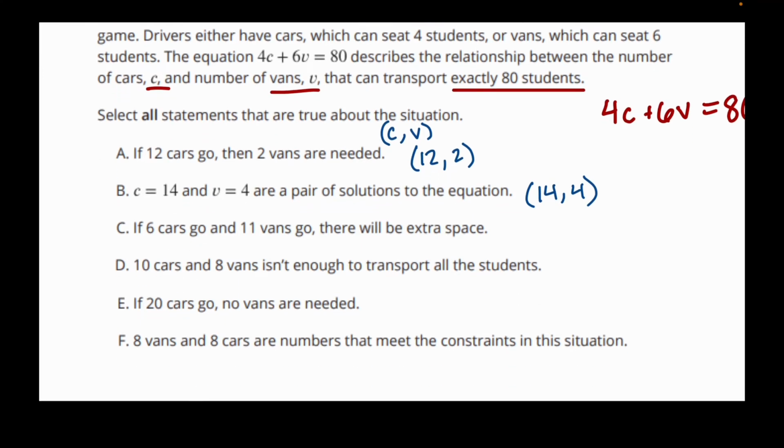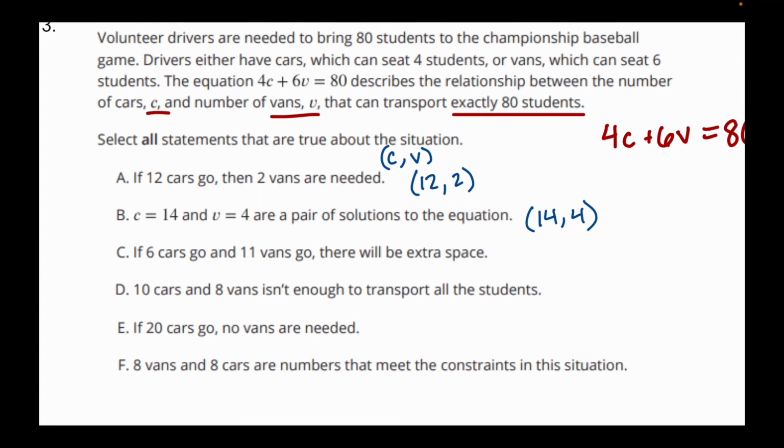And if 6 cars go and 11 vans go, there will be extra space. So extra space means that 6 and 11, when we plug those in, that answer is actually going to be bigger than 80. It's not going to be exactly 80, because extra space means this would be more than 80.